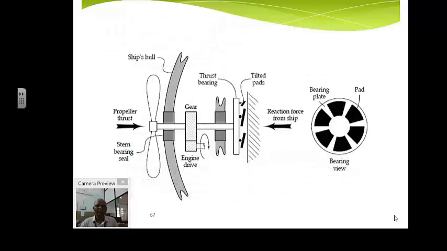Basically there is a tilted pad bearing, a thrust bearing, which is used in the case of propellers in marine vessels. In order to avoid the vibrations from the propellers being transmitted to the hull, there will be thrust bearings which essentially dampen the vibrations. So the vibrations will not be transmitted to the hull.